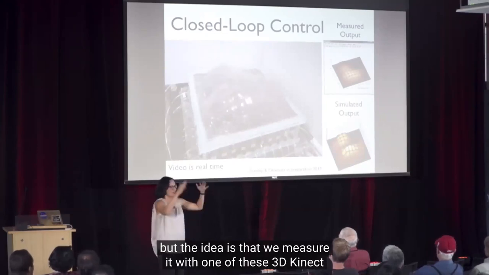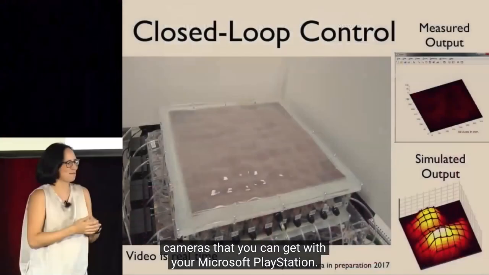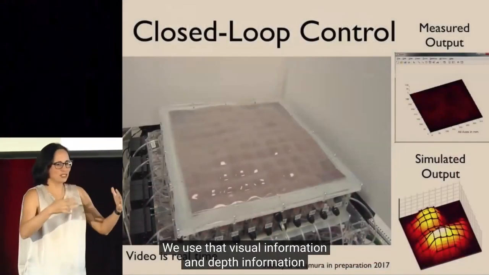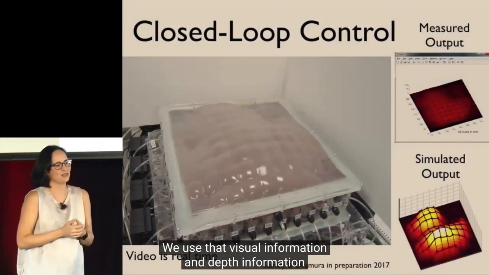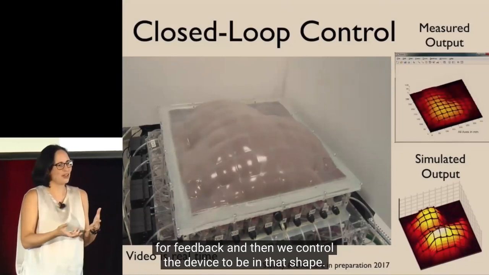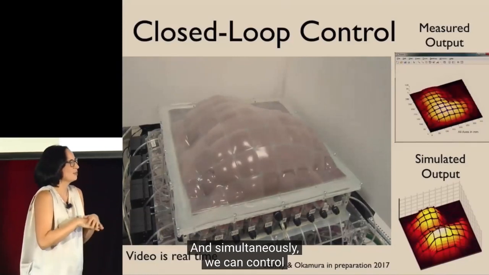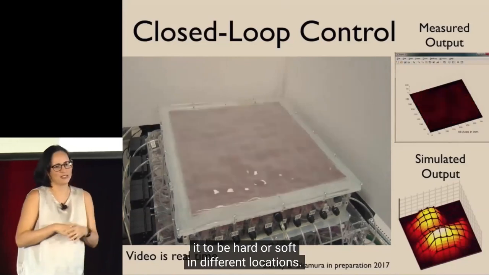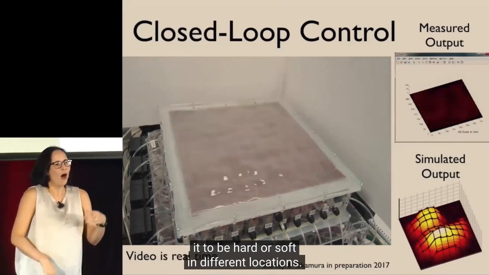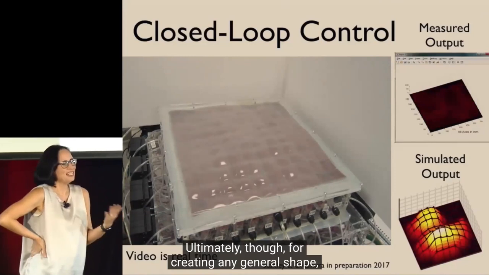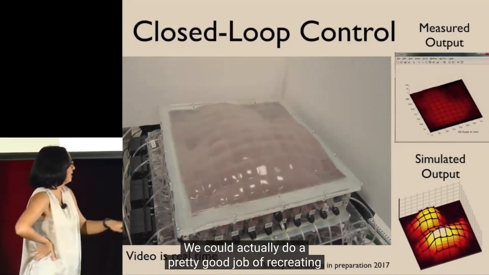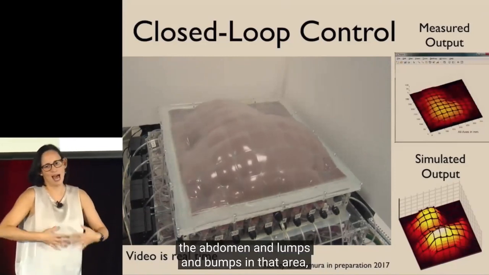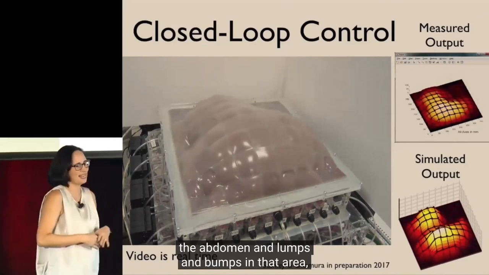But the idea is that we measure it with one of these 3D Kinect cameras that you can get with your Microsoft PlayStation. We use that visual information and depth information for feedback, and then we control the device to be in that shape. And simultaneously, we can control it to be hard or soft in different locations. Ultimately, though, for creating any general shape, this is somewhat disappointing. We could actually do a pretty good job of recreating the abdomen and lumps and bumps in that area.